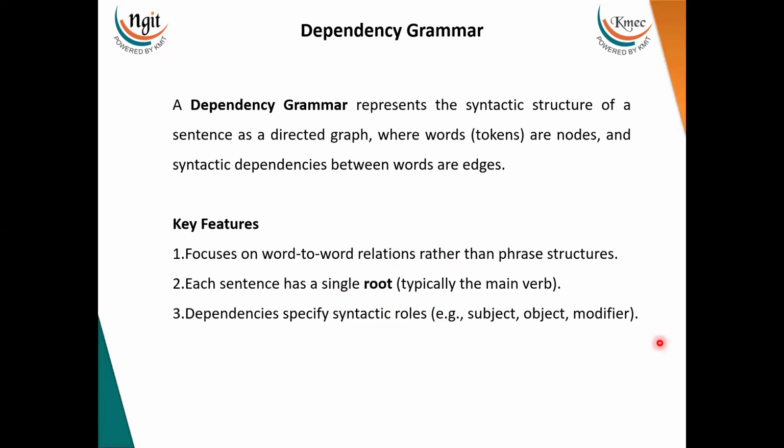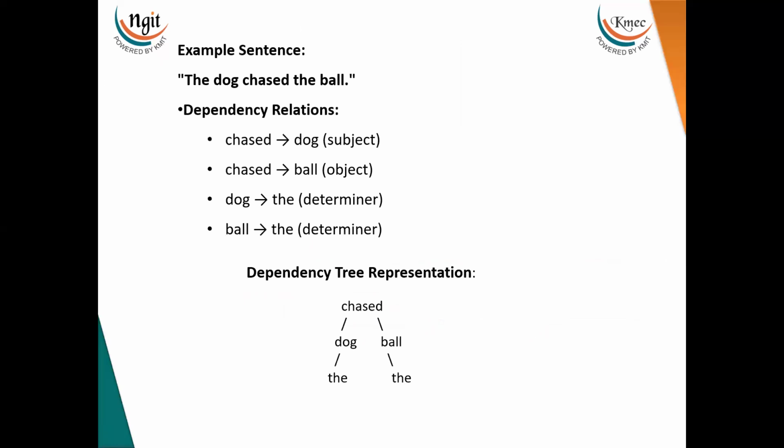So let us look into the example. The example sentence is 'the dog chased the ball.' Now we have to derive the dependency relations. First, 'chased': 'dog' is the subject here, and 'the ball' is the object here. 'The' before 'dog' is a determiner, and 'the' before 'ball' is also a determiner. So the dependency tree representation would be in this way: 'chased,' which is the main verb, then 'the dog' and 'the ball.' Got it?